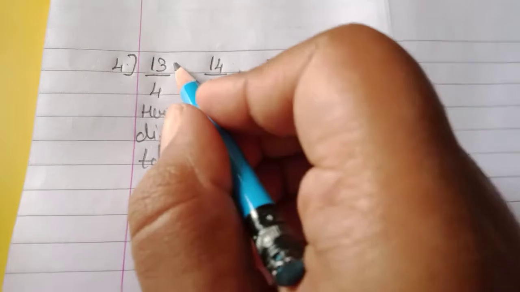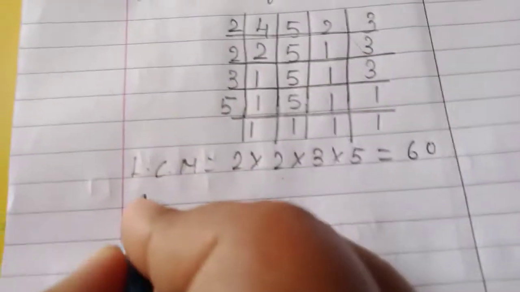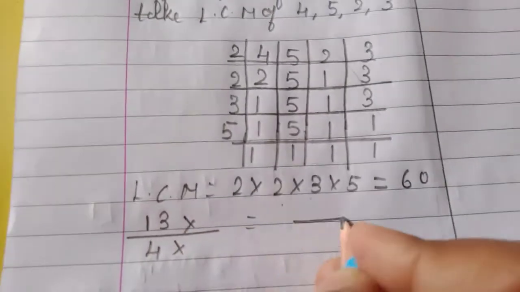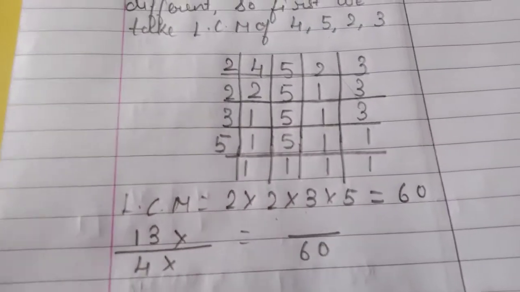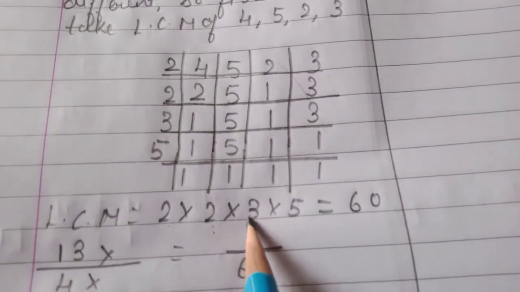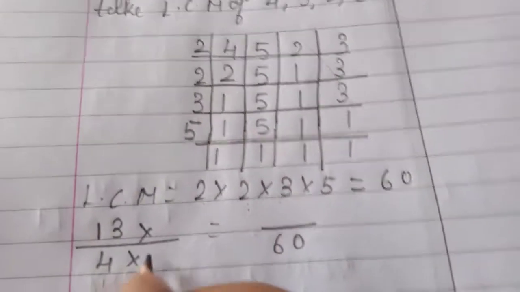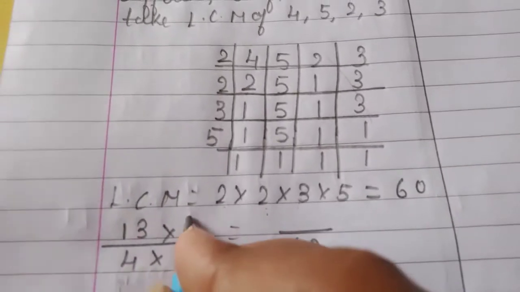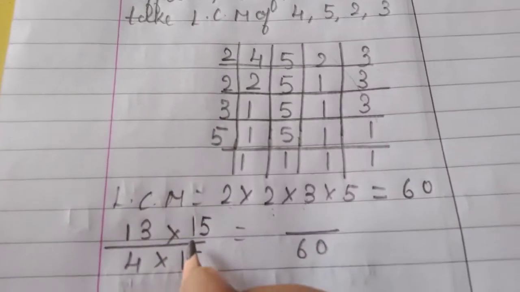Our first fraction is 13 upon 4. So we want the denominator 60 here. 4 is there. See, 2 2s are 4. Now which numbers are left? 3 and 5. 3 5s are 15. So with 4 we will multiply 15. 4 15s are 60. In the numerator also we will multiply with 15.